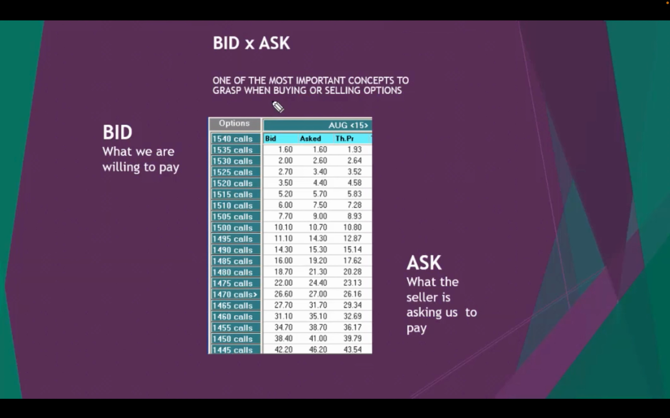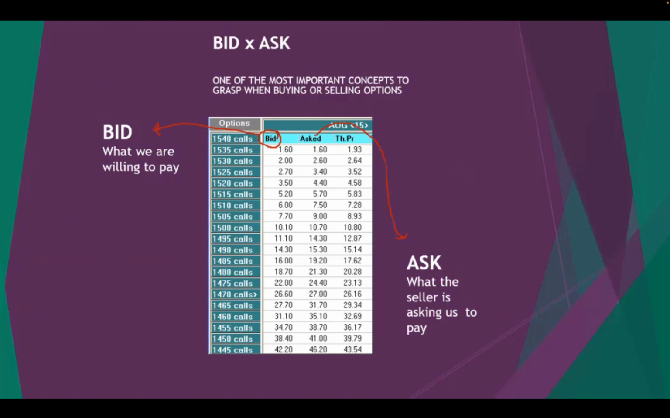So the bid, as we've said before, the bid is what we're willing to pay. If we're buying an option, we're buying, let's just say, a call. The bid, B for buy, the bid is what we are willing to pay. The ask is what the seller is asking us to pay. And we never want to pay what the ask is unless the bid ask spread is super tight and it's about the same, or you really want to get into that trade before it runs away from you. But conceptually, you want to be as close to the bid as possible.